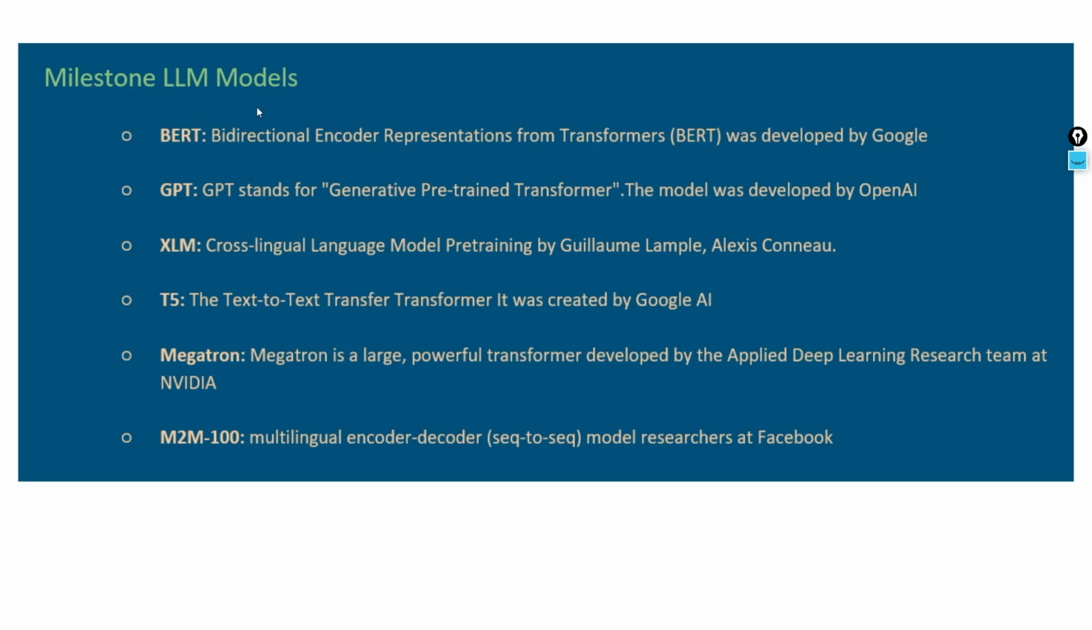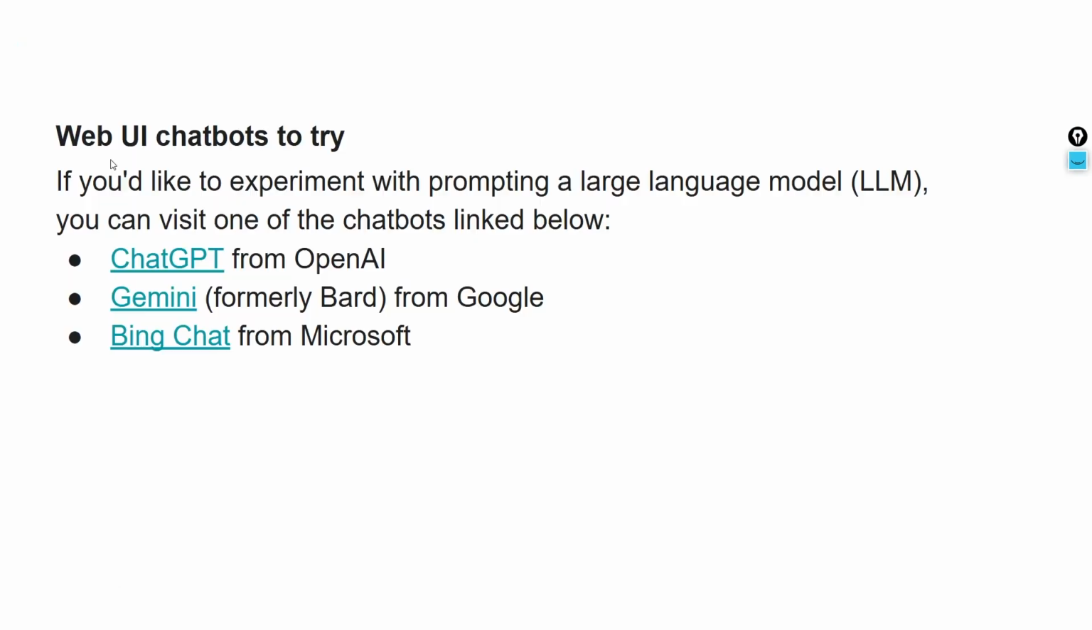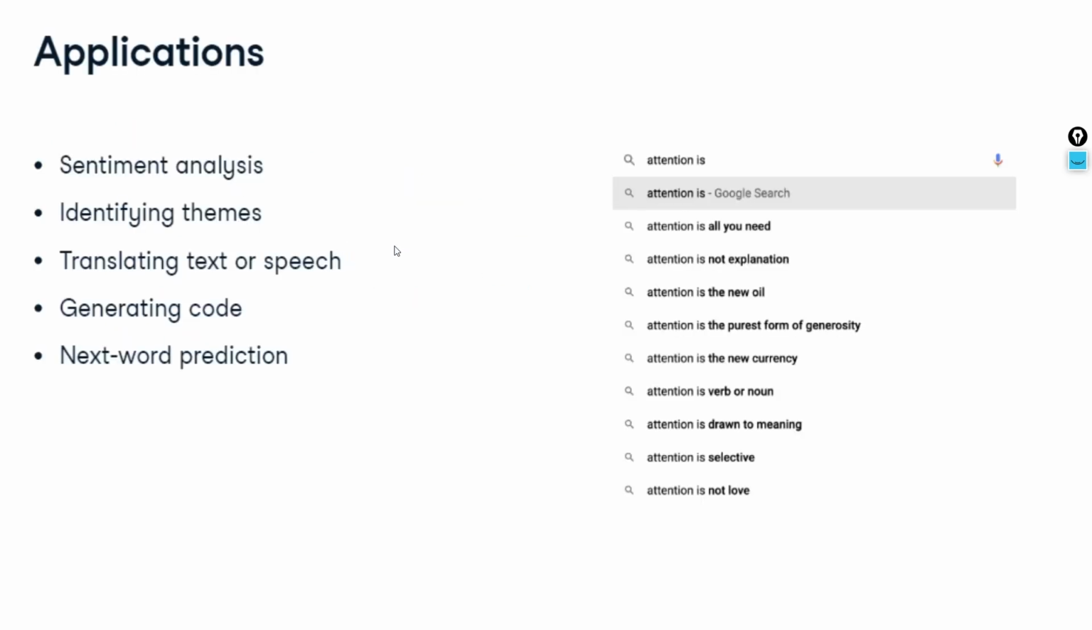These are some of the milestone LLM models. BERT is from Google, which stands for Bidirectional Encoder Representations from Transformers. Then we had GPT, which stands for Generative Pre-trained Transformers, developed by OpenAI. Next we had XLM, T5, then Megatron from NVIDIA. These are some of the milestone LLM models. You can explore ChatGPT, Gemini, and Bing Chat. These are the popular AI chatbots. Now let's discuss some of the applications of large language models.